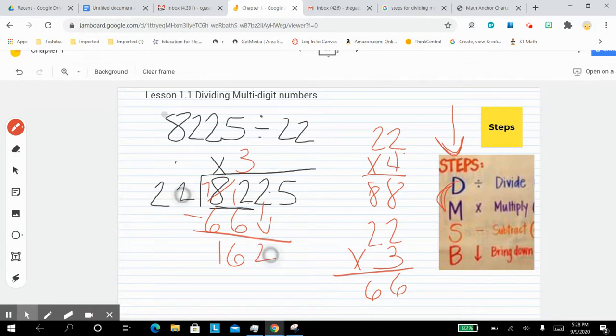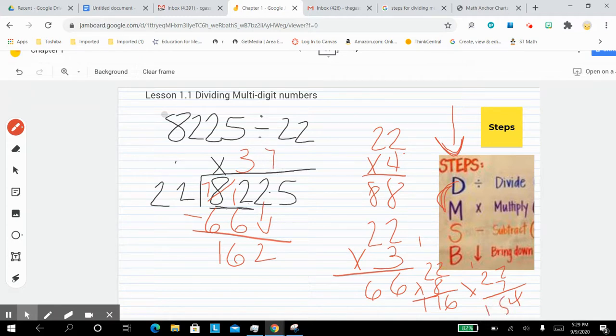How many times does 2 go into 16? Well, about 8 times. So let's try 22 times 8. See if I have any room over here. Division takes a lot of space. So that's 16, and that's 16, that's 176. Okay, that's again too big. So let's try 22 times 7. That's 14, and 14, it's 154. Okay, that has to be what it is.